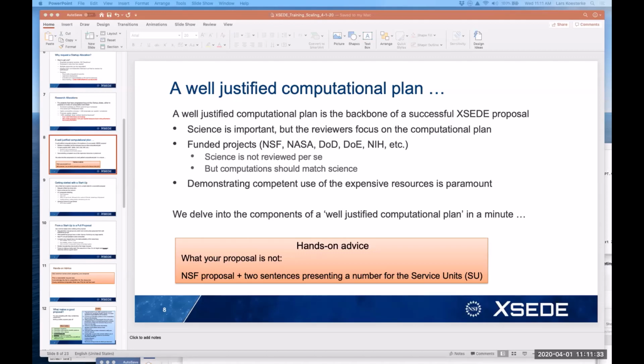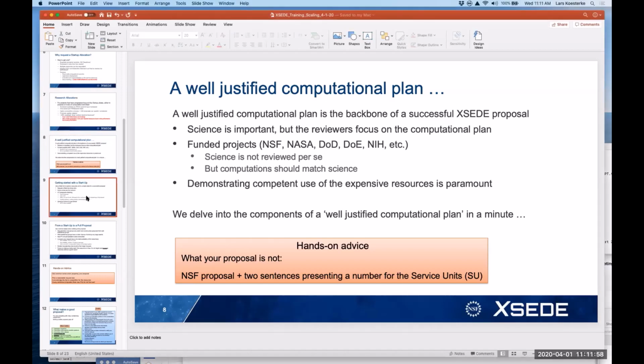And although you do not know yet, from this talk at least, what a good proposal is, you know already what your proposal is not. It is not an NSF proposal with just 2 sentences presenting a number of service units that you think you need to do your science. That is absolutely not what you need to do.